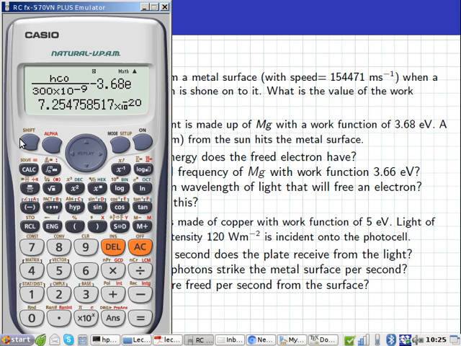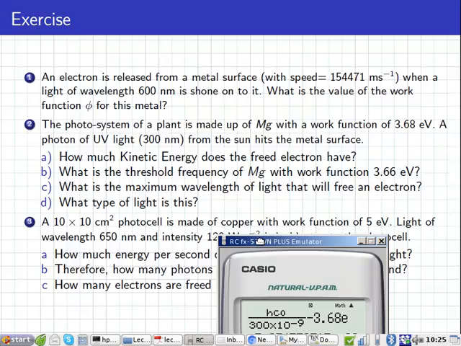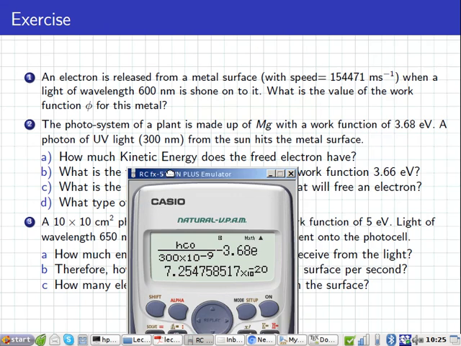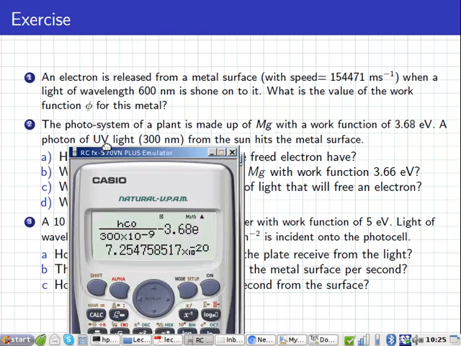What was that for? Yeah, I got this also. Which part am I doing, A or B? A. Oh, good. I was doing B. Yeah, good. So this is the kinetic energy. B, what's the threshold frequency? Well, you have the formula for that. Let's just do it right now. What's the formula for threshold frequency?